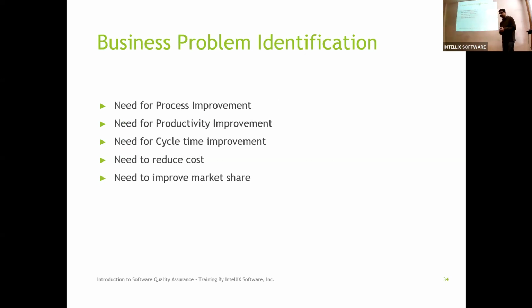So when you look at it in a broader category, any business, whenever you're trying to build something, it falls into one of 5 categories. Okay. Either you're trying to do a process improvement, a productivity improvement, a cycle time improvement, or you're trying to reduce overall cost, or you get into new markets.